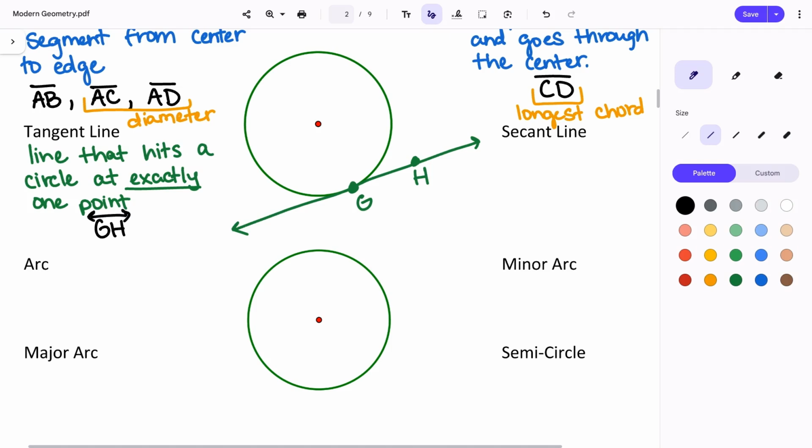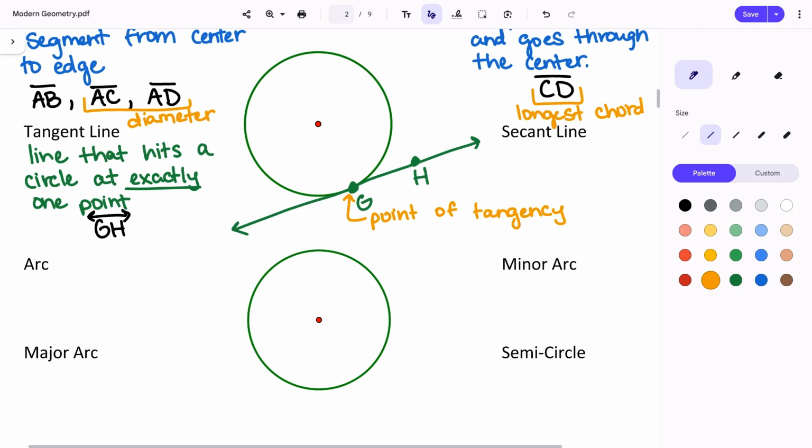Again, the order doesn't really matter. But remember, your symbol for a line is the line segment with the double arrows on it, so make sure you have that. The other thing you might want to add to your picture is that G, this point here, would be called the point of tangency, which is just saying this is where the line hits the circle at one point. It's at that specific spot.